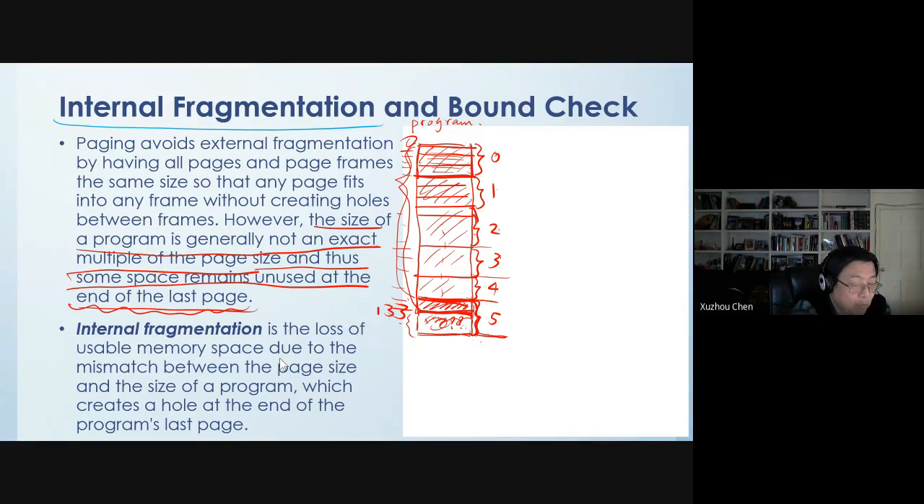Now, this problem is, to me, not really that big of a problem compared with the 50% rule for the consecutive memory allocation, right? For consecutive memory allocation, we're going to lose like a third of the memory space. But here, it's only the last page. If there's a mismatch, the last page may not be fully occupied. That's called internal fragmentation.